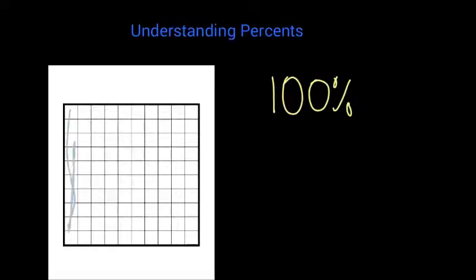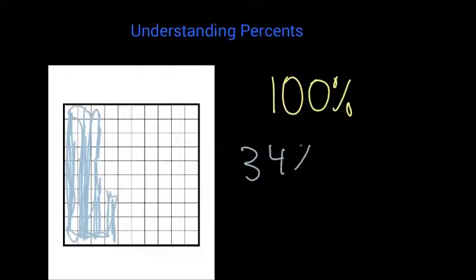So if I was to color in 3 full rows plus 4 extra, there's 10 per row, so that'd be 10, 20, 30 plus the 4, so that would be 34% of that square is colored in.